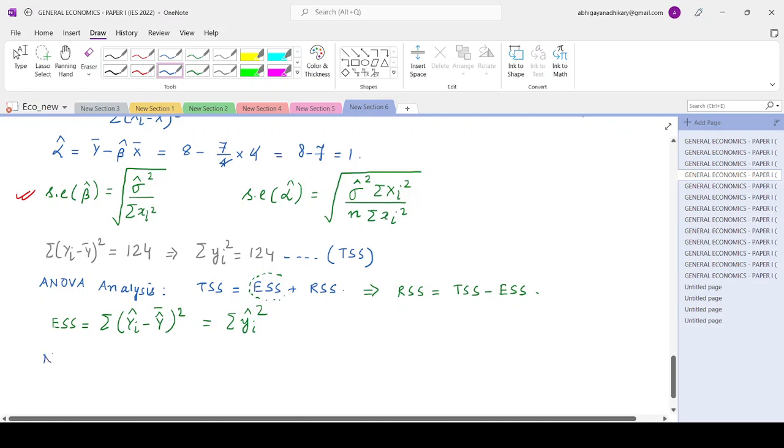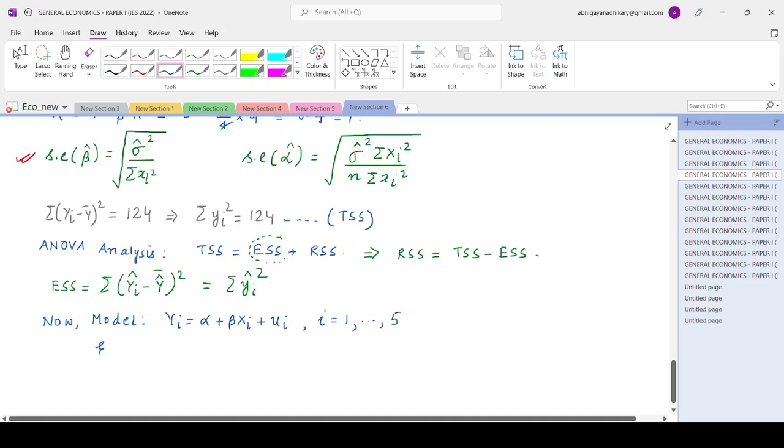So what was my original model? It was capital Yi equals alpha plus beta xi plus ui, right? And i was running from 1 to 5. There were 5 observations. And what is the estimated model looking like? Capital Yi hat equals alpha hat plus beta hat xi. And how do you estimate this model? Using the OLS method, right?